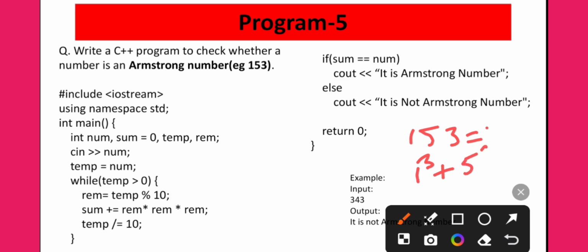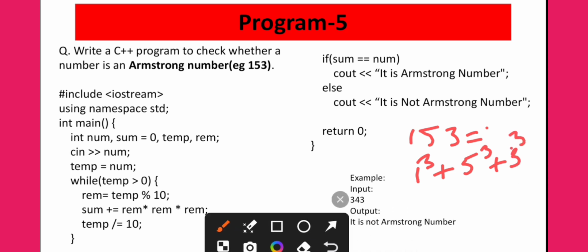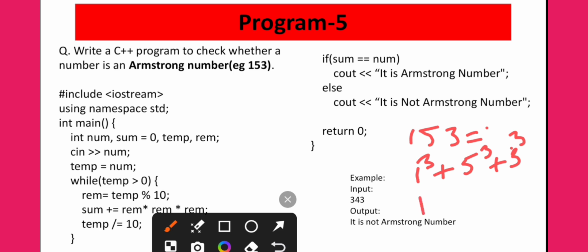So we will try the cube of 5. The next digit is 3, then we will find the cube of 3. So 1 cube is 1, 5 cube is 125, and 3 cube is 27. So we are having the addition of 153. Since the sum of the cubes of all the digits is equal to the same number, this number is known as the Armstrong number.